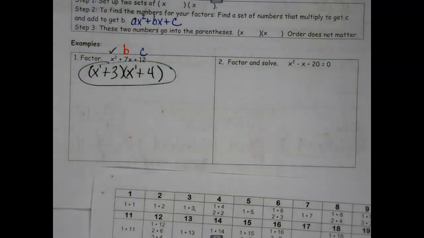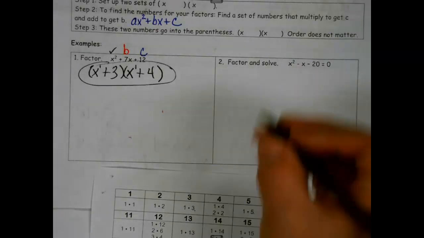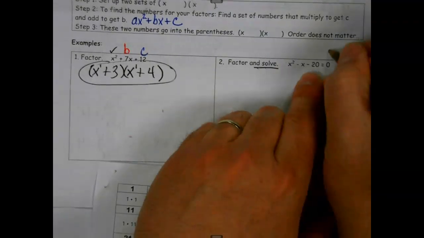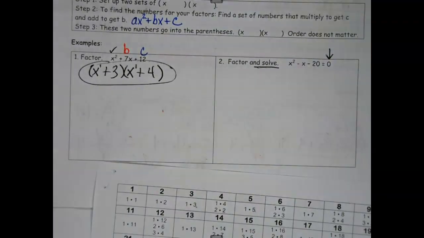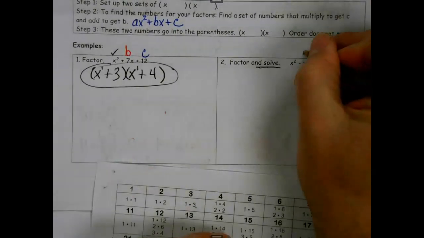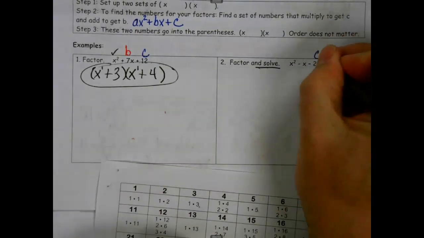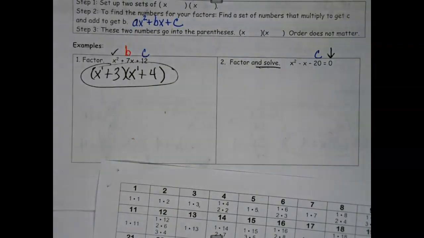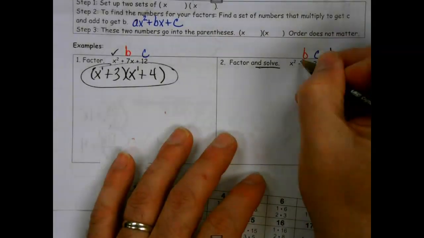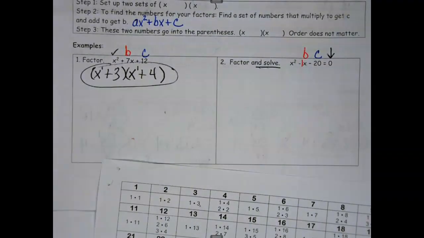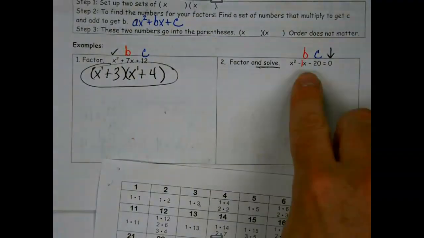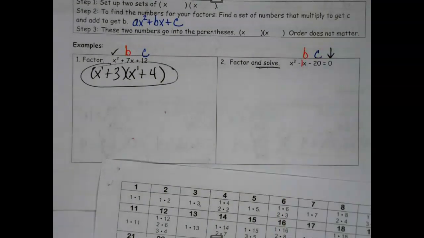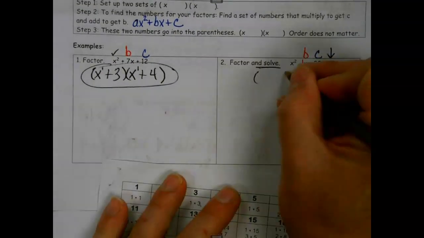And the only difference between that and when we're going to solve is, number one, it'll say "and solve." And number two, there's going to be an equal 0 there, which means we actually have to find the answers. Okay, so my C is negative 20. What is my B value? I don't see a number there. Yeah, this is going to be like it's negative 1. So the number right in front, take the sign with.